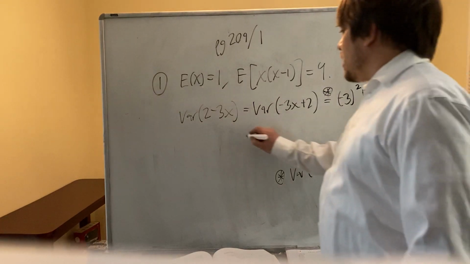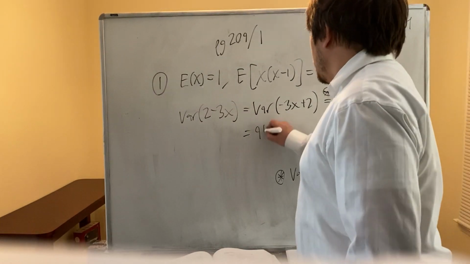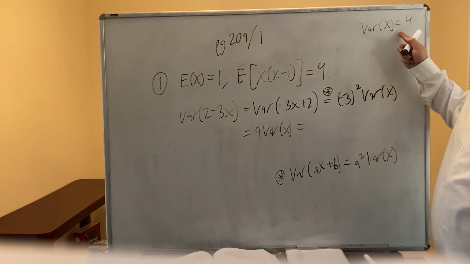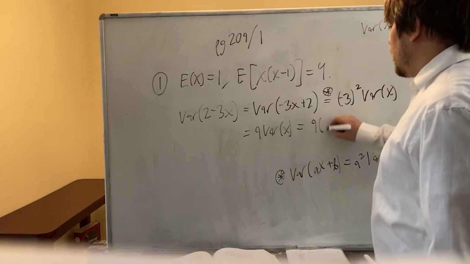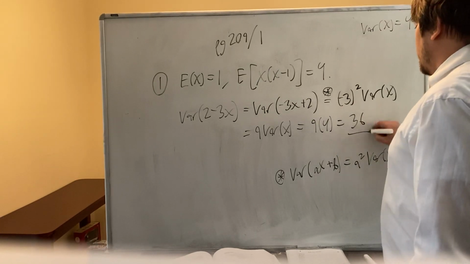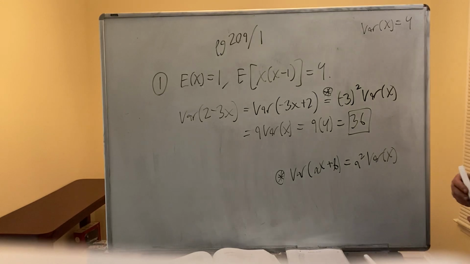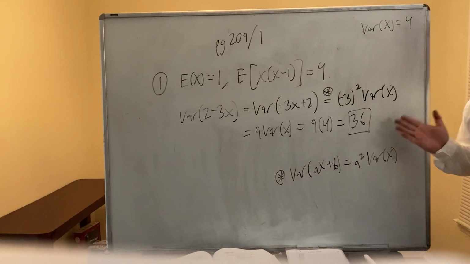Okay? Well, negative 3 squared is 9. So it's 9 times the variance of x. And we found the variance of x was 4 already. So this is 9 times 4, which is 36. So the variance of 2 minus 3x is 36. Okay? So there's that problem.